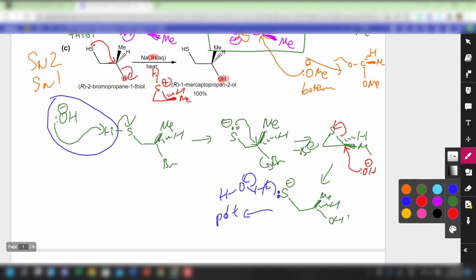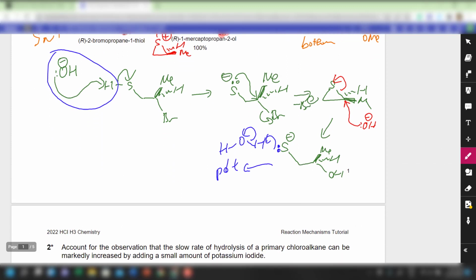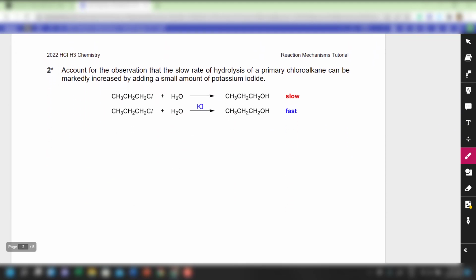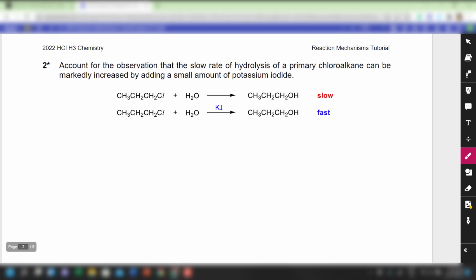I hope everything's going well with question 1. If not, next we'll move on to question 2, which is also a relatively interesting question. For question 2, you are asked to account for the observation that the slow rate of hydrolysis of a primary chloroalkane can be markedly increased by adding a small amount of KI.